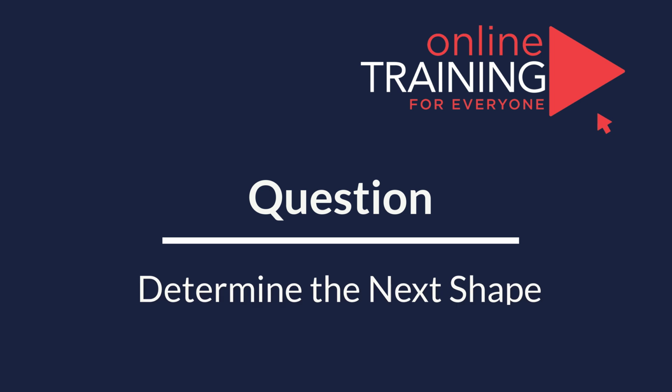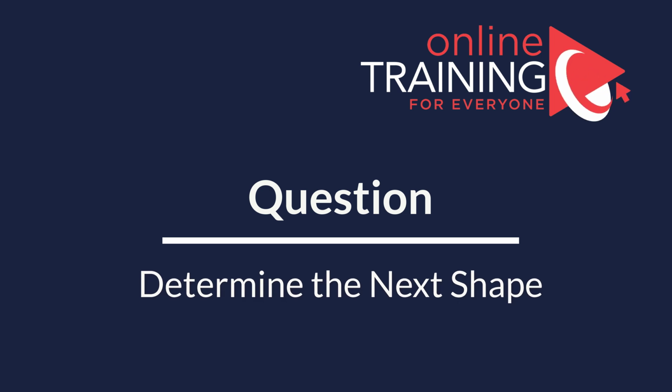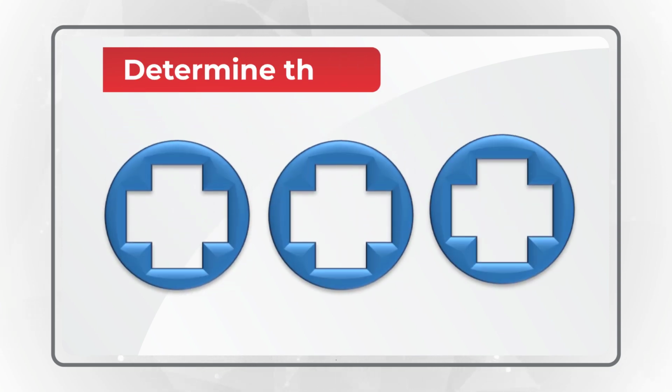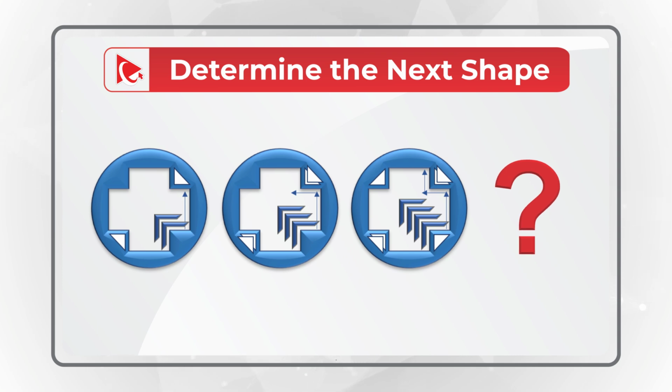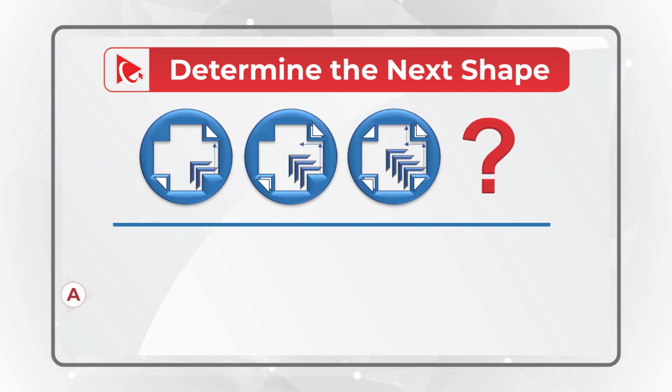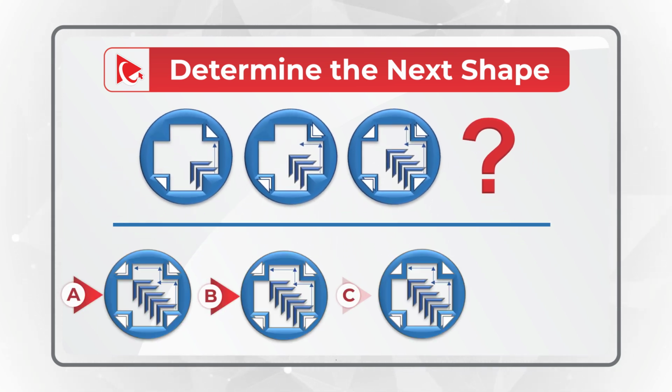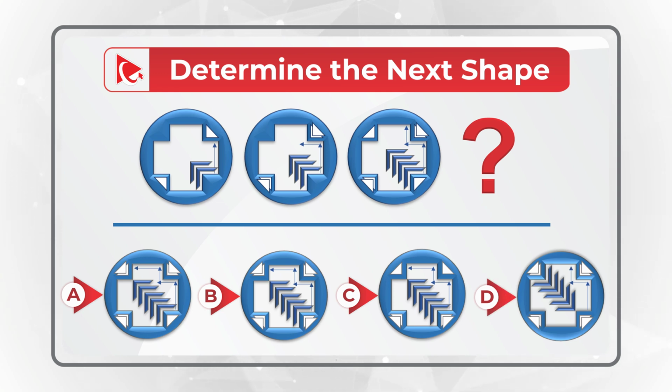And now I have a question for you to test your skills. You're presented with the series of objects, and you need to determine the next object in the sequence. Please choose one of the following 4 choices. Choices A, B, C, and D. Do you see the correct answer?